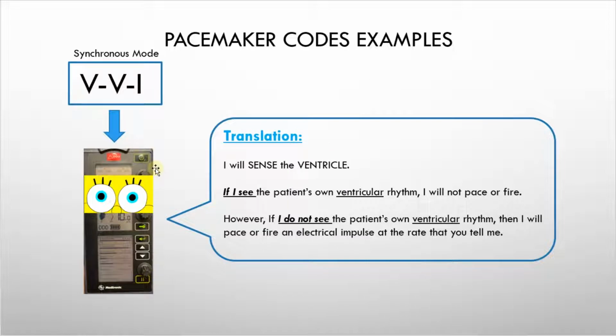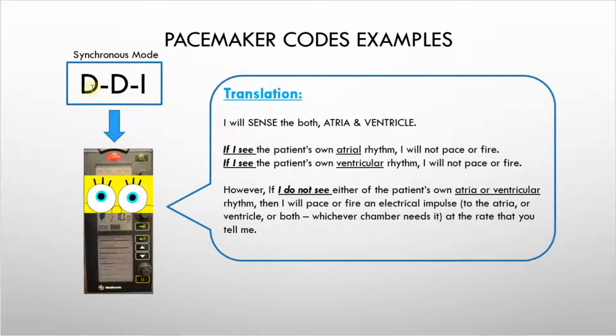VVI is similar to AAI, except that it's for the ventricles. So if we put VVI mode onto the pacemaker, the pacemaker will think, okay, I will sense the ventricles. If I see the patient's own ventricular rhythm, I will not pace. I'm inhibiting. However, if I do not see the patient's own ventricular rhythm, then I will pace and fire an electrical impulse at the rate that you tell me. We're pacing the ventricles.